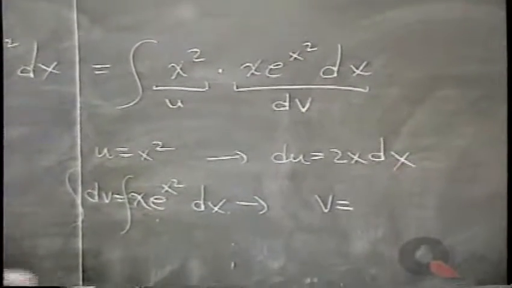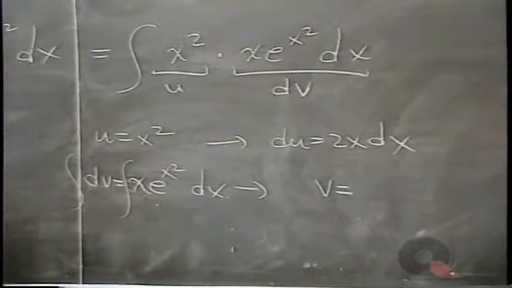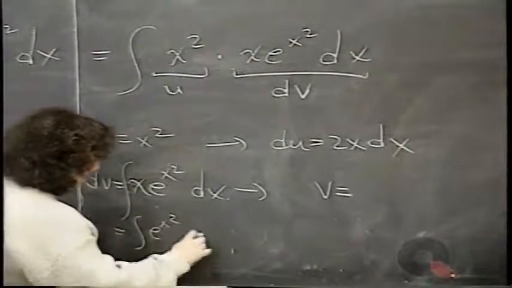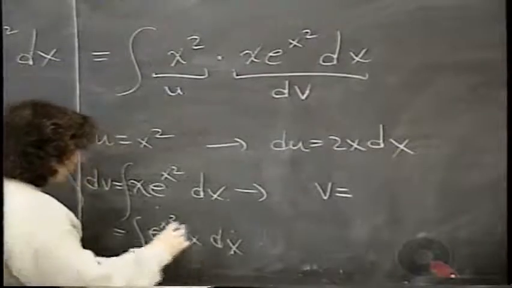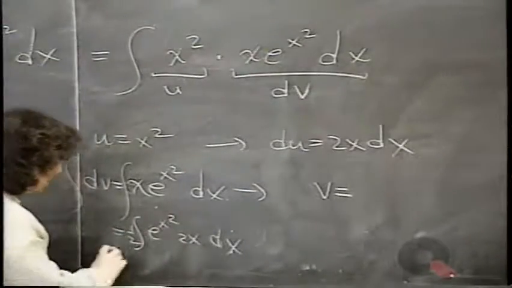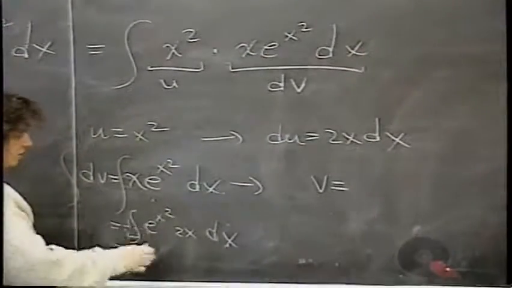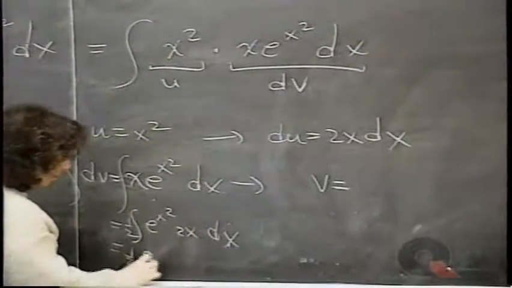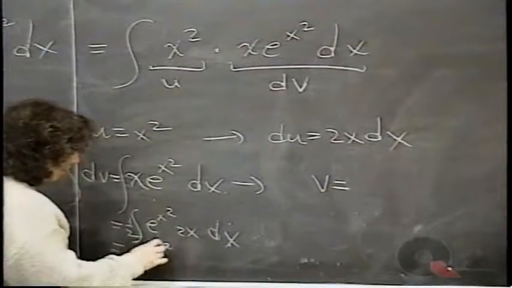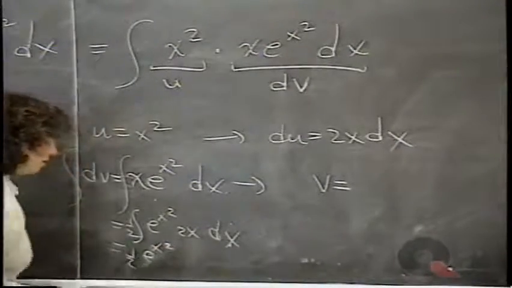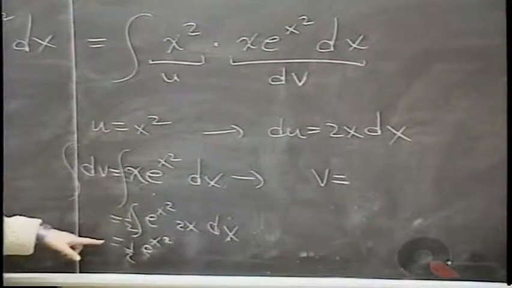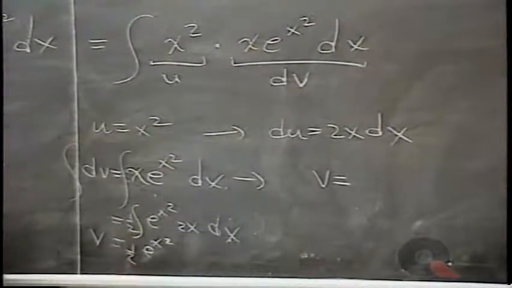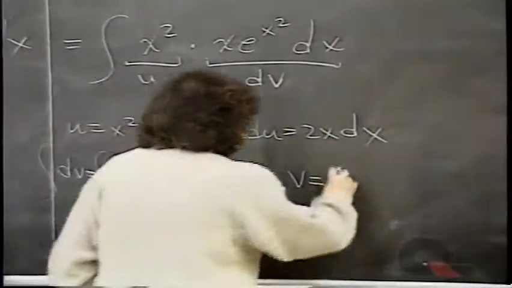This is almost in the form e to the u du. If you were to rewrite this, putting a 2 in here and a 1/2 in front, this is 1/2 the integral of e to a power times the derivative of the power. So it's just 1/2 e to the x squared plus c, which we're going to hold off to the end. So we were able to figure out what v is. V is 1/2 e to the x squared.